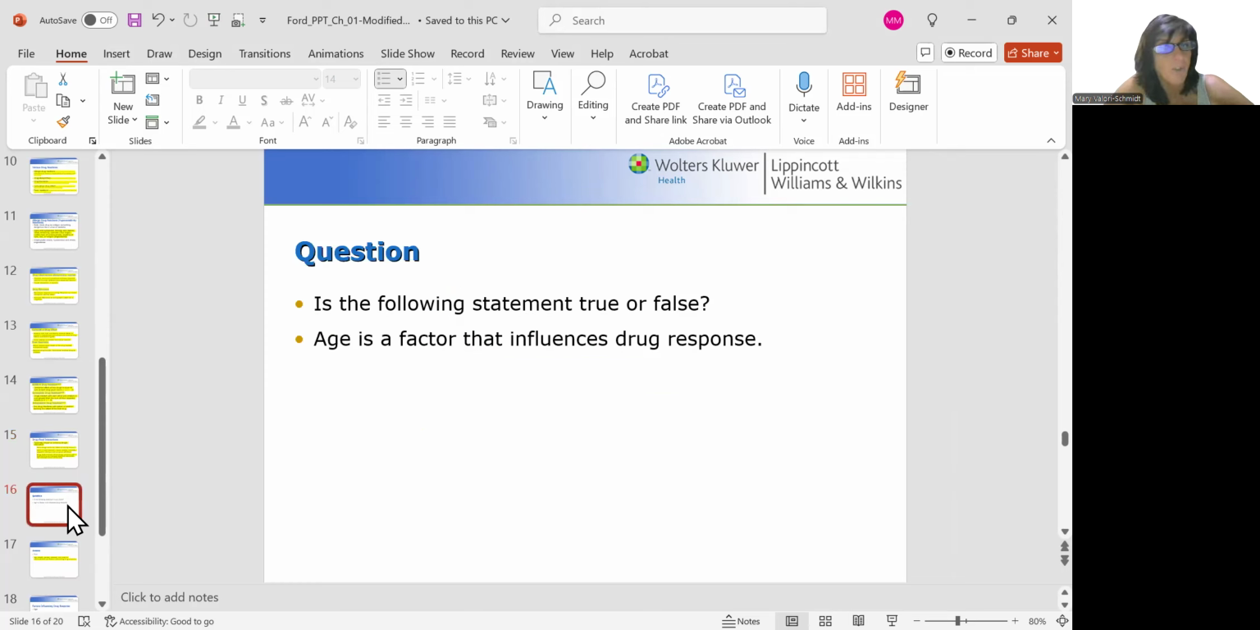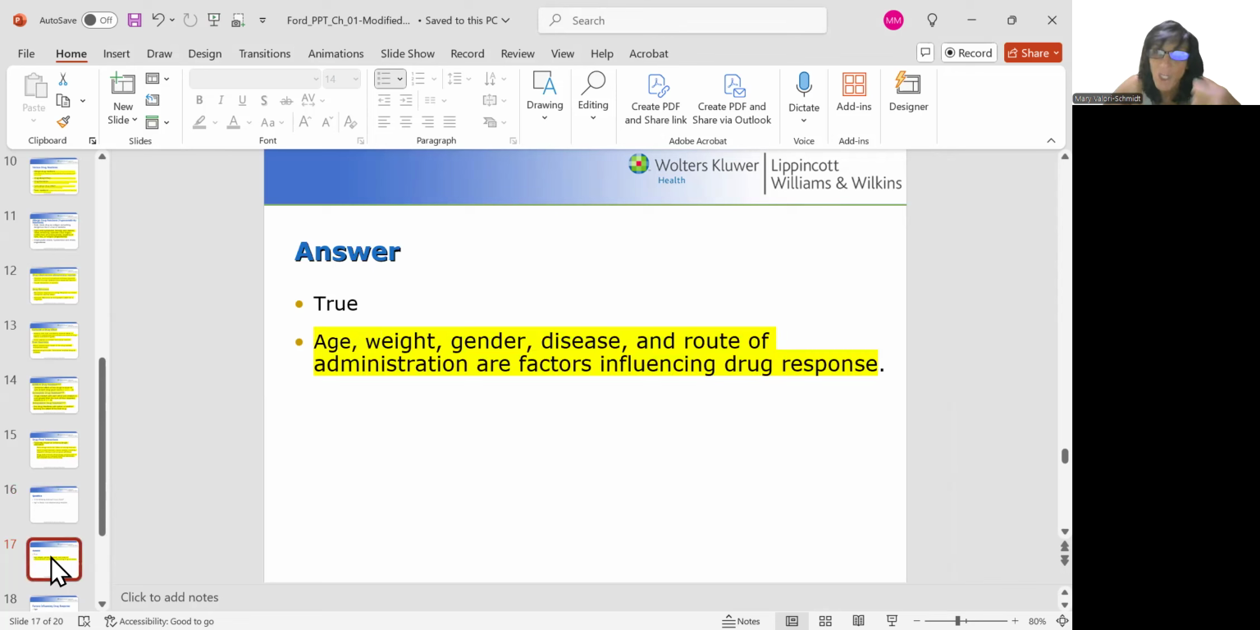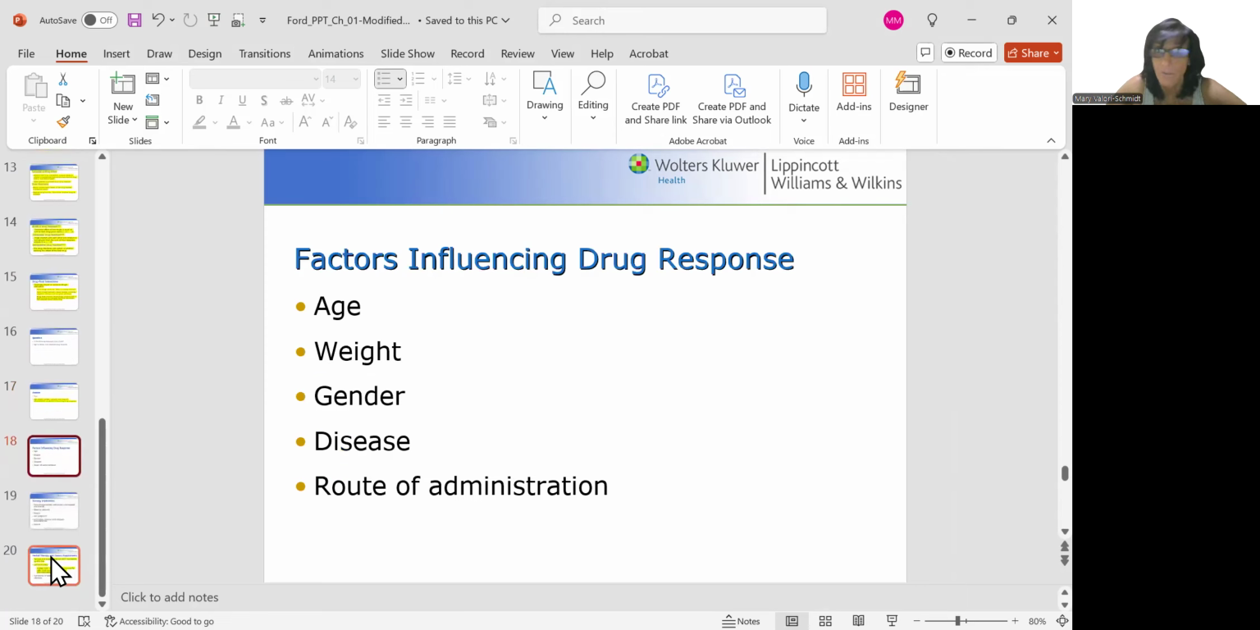Question, is the following statement true or false? Age is a factor that influences drug response. If you said true, not Miss Mary, though, you would be right. Age, weight, gender, diseases, route of administration, these are all factors that influence how a person will respond to a drug, right? And you never know till you give it to them.